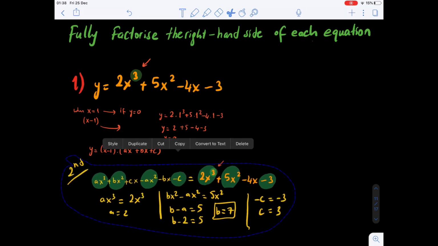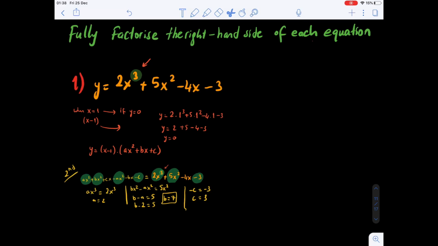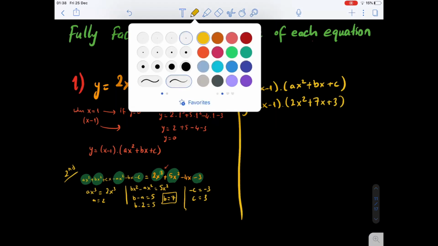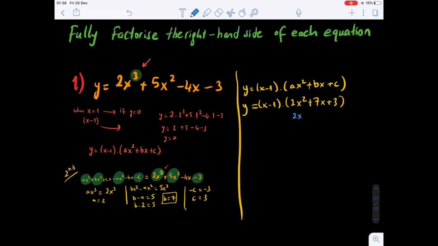This is the second step. Let me plug in those values a, b, c. We have y equals x minus 1 times ax squared plus bx plus c. You can use uppercase, it doesn't matter. X minus 1 times 2x squared plus 7x plus 3. Can you factorize the quadratic? 2x times x, and here is going to be 3, here is going to be 1. When you use cross multiplication, we're going to have 7x, of course. So finally, y equals x minus 1 times 2x plus 1 times x plus 3 will be the answer.